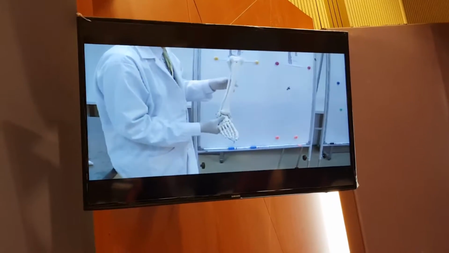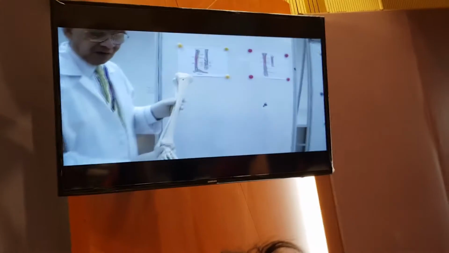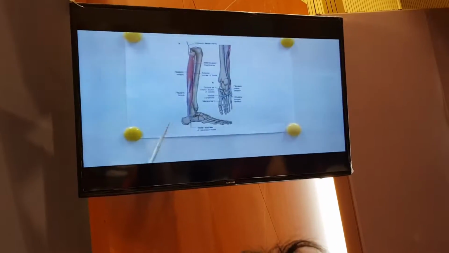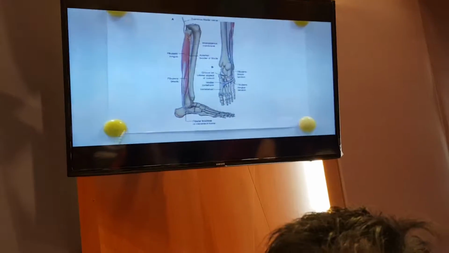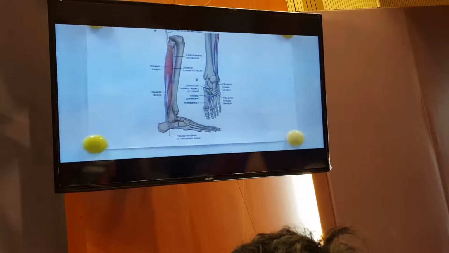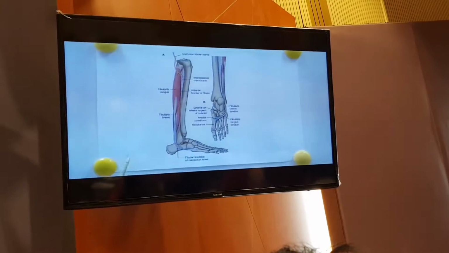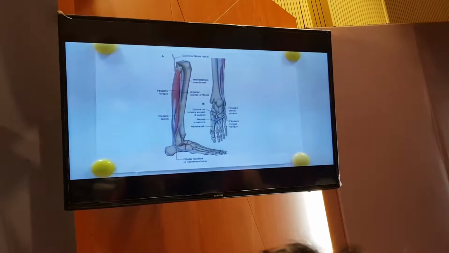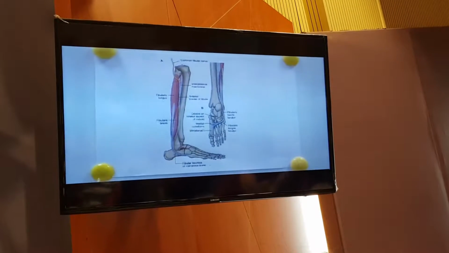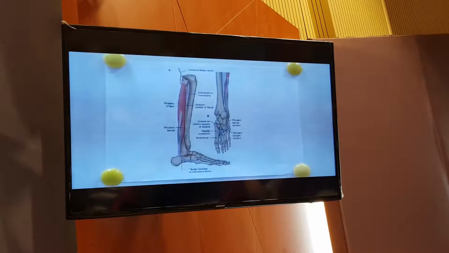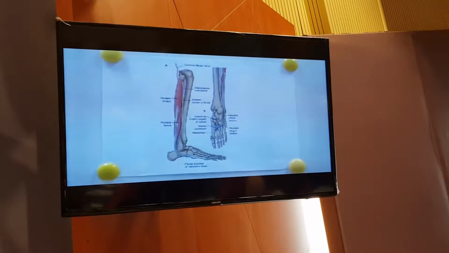Okay. Now we go to the soft tissue of the lower limb. The leg consists of 3 compartments: the lateral compartment, anterior compartment, and posterior compartment of the leg. First, we are going to talk about structures in the lateral compartment of the leg.